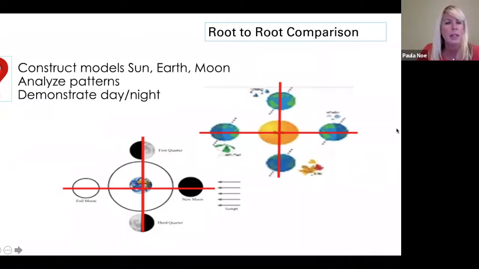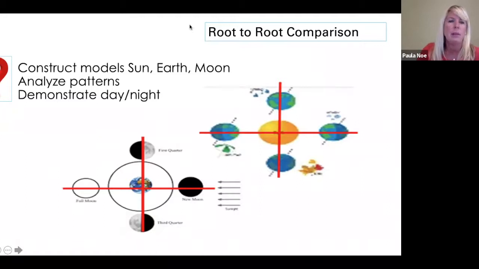I'm going to go ahead and move to the next slide. I'm asking you a question, a root to root comparison. These images I'm going to call as one image. So if these two pictures were on the slide in front of a child and I asked them, is this an example of constructing a model for sun, earth, moon? Is this an example of how I would analyze patterns? Or is this an example of how I would demonstrate day and night? What would they say? What would you say?